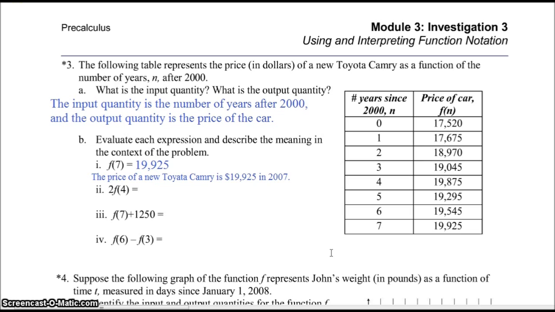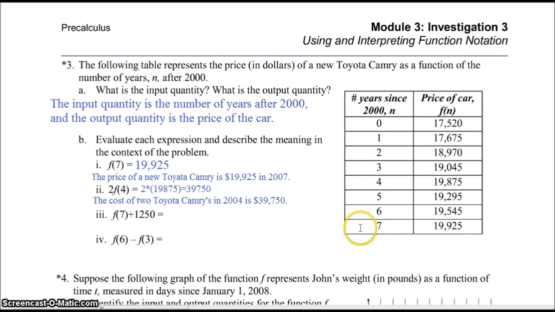Now part 2 is 2 times f of 4. First of all, f of 4 represents the price of the car 4 years after 2000, or in 2004. We can look at our table and see the price of the car is $19,875. That 2 times f of 4 just means that it's twice the price of the car in 2004. Maybe we're buying 2 cars or something. So we could say the cost of 2 Toyota Camrys in 2004 is $39,750.